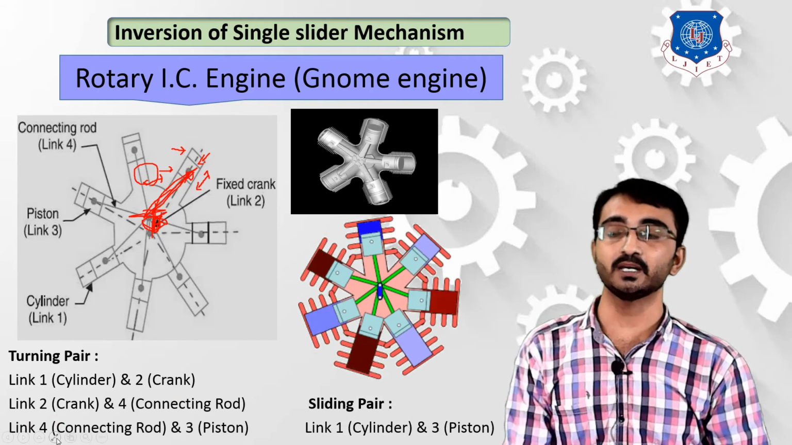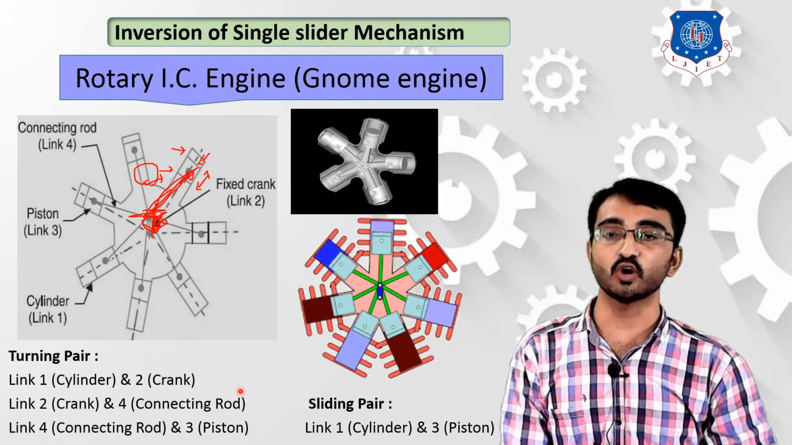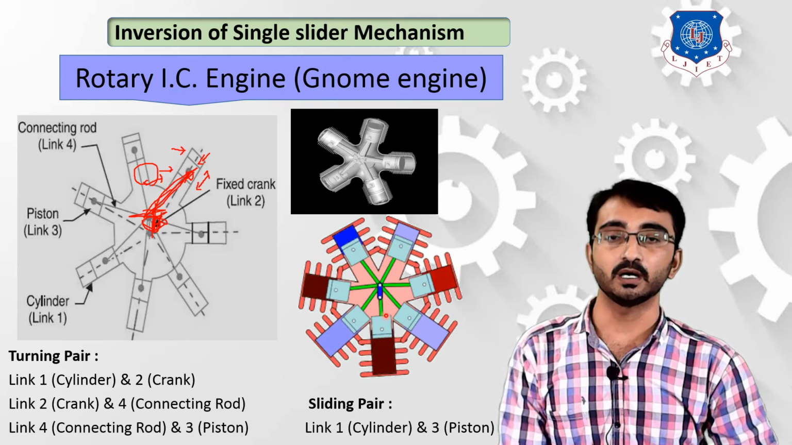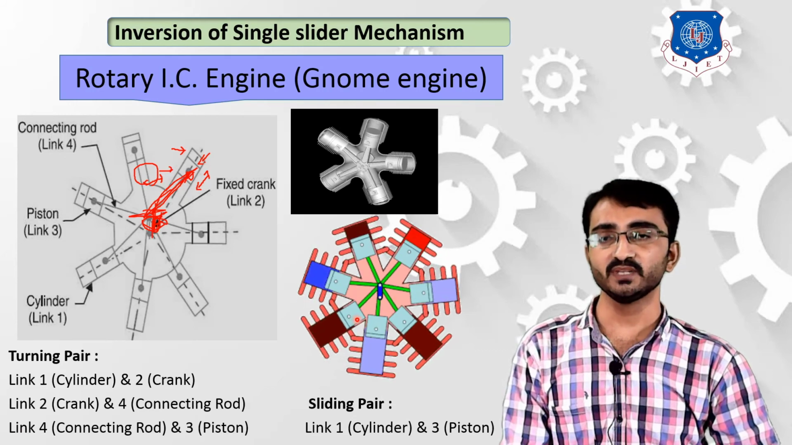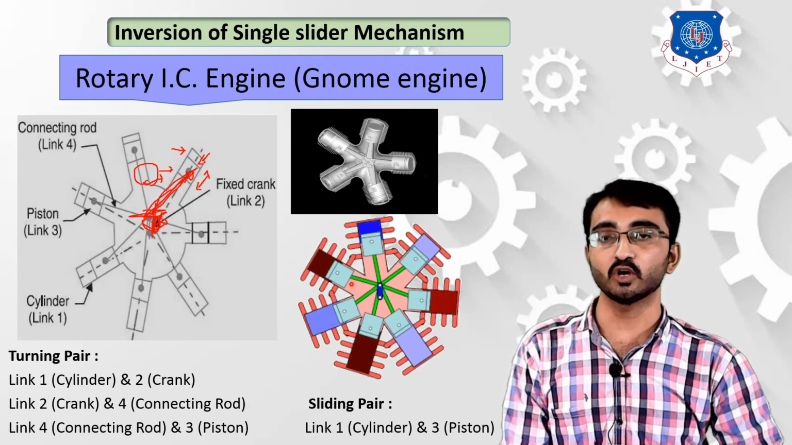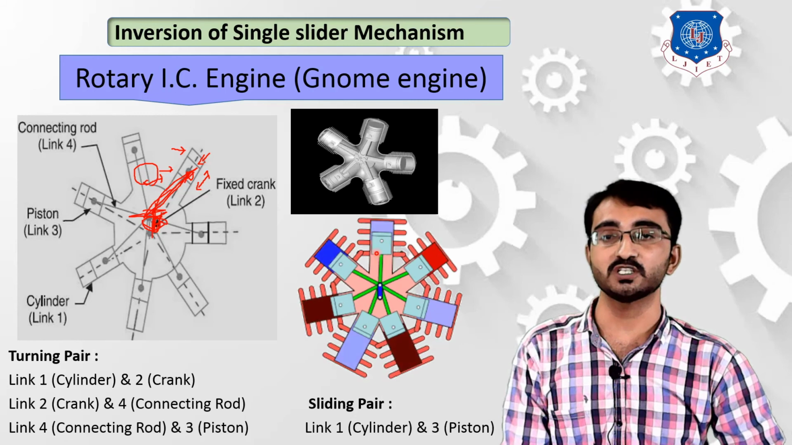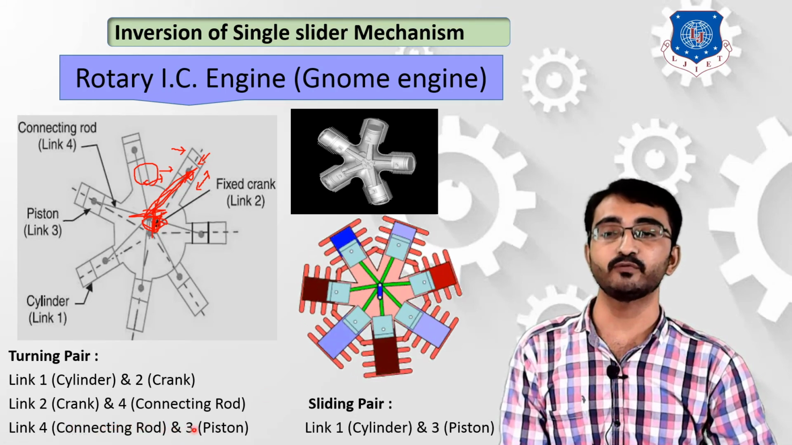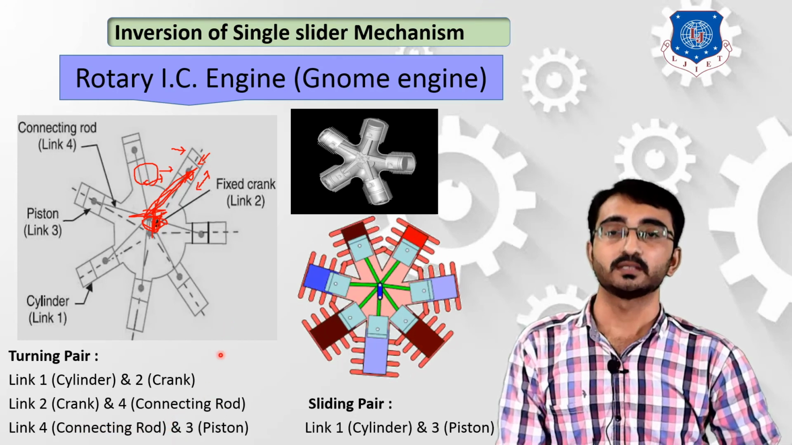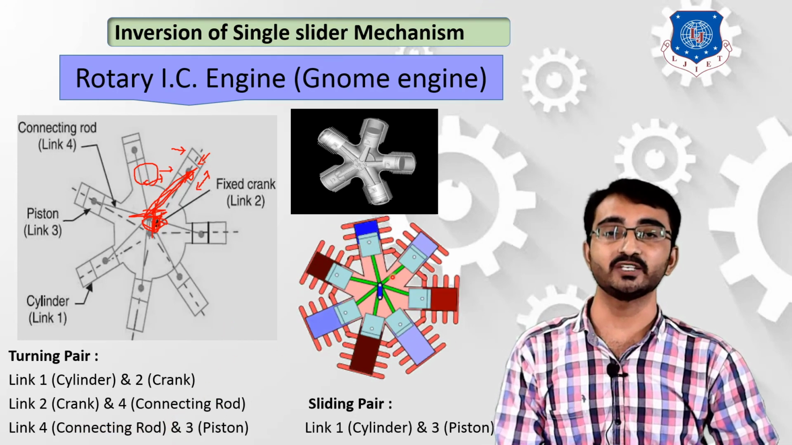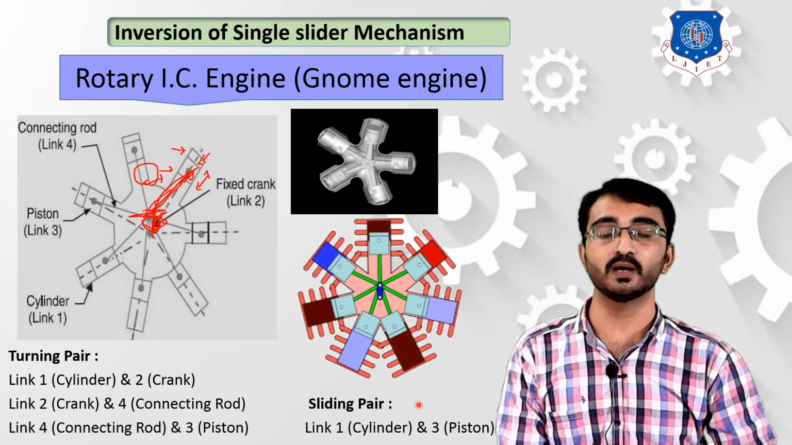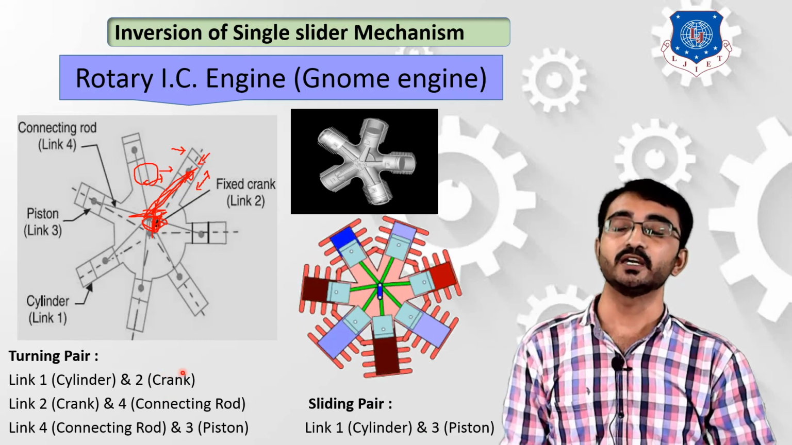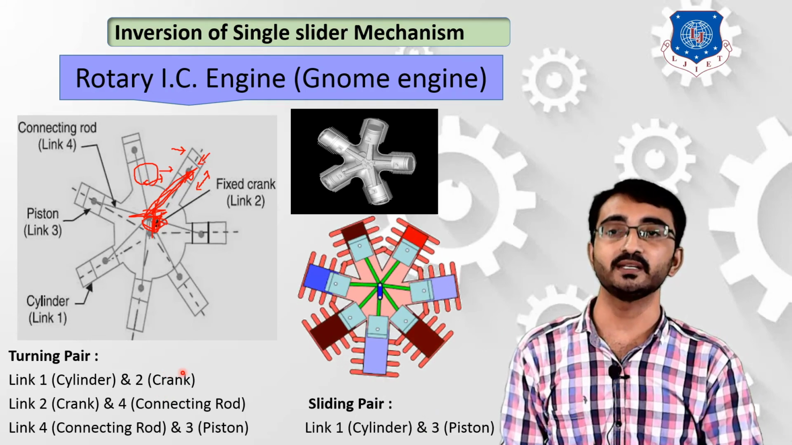Now link number 4, your connecting rod, is also turning with respect to this piston body. If you refer to this diagram, you can see that your connecting rod is turning with respect to this piston body also. So that will form your third turning pair, link number 4 and link number 3. Now the final one, the sliding pair, is your cylinder and piston. So link number 1 and link number 3 form the sliding pair. Over here you can identify 3 turning pairs and 1 sliding pair in this mechanism.